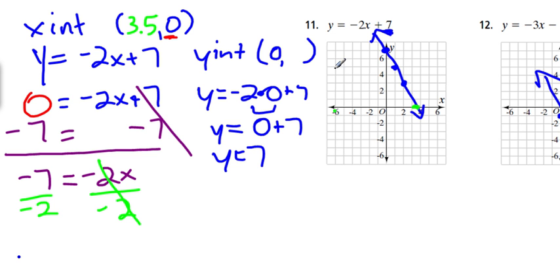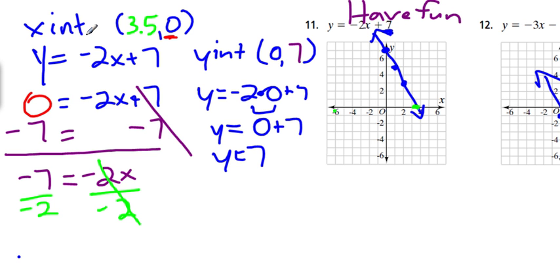And parents watching at home, don't spoil what it's called. We're going to get there. It's okay. So our y-intercept is going to be positive 7. I'm just kidding, parents. You can spoil whatever you want. Have fun with math. Yay, fun.